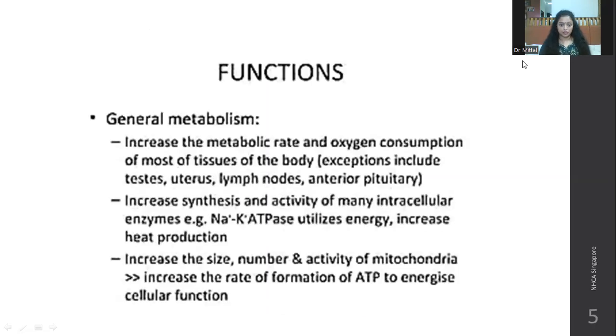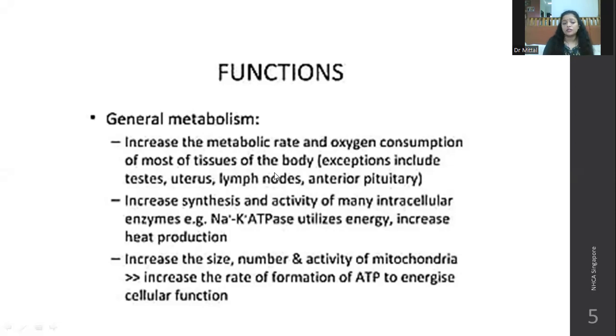Coming to the functions, general metabolism: increased metabolic rate and oxygen consumption by most of the tissues. When the tissues are able to consume more oxygen, they are able to produce more energy. More oxygen consumption means more energy is being produced. That's how your metabolic rate stays high. So it will stay high. More oxygen consumption of most tissues of the body.